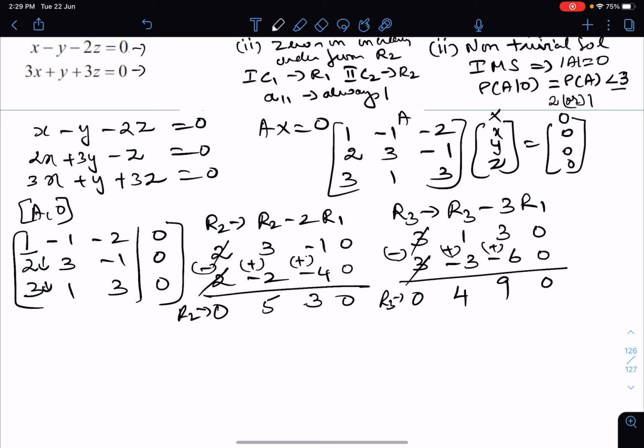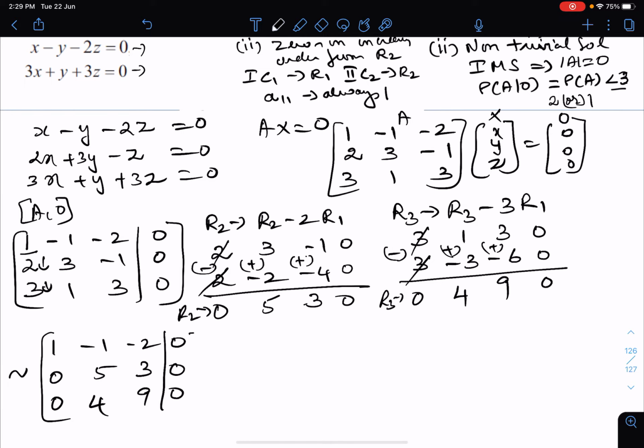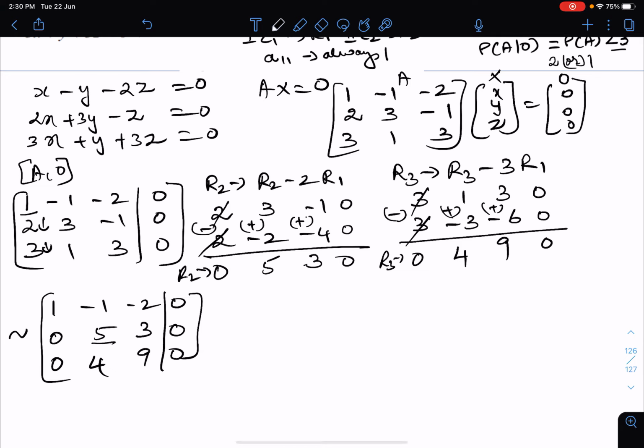Now we write our equivalent matrix: 1, minus 1, minus 2, 0; 0, 5, 3, 0; 0, 4, 9, 0. Drop the line and close the augmented matrix. Next, below this 5 you are going to bring this 4 to 0. For that you get the help of row 2. So our row 3 is going to be 5 row 3 minus 4 row 2.